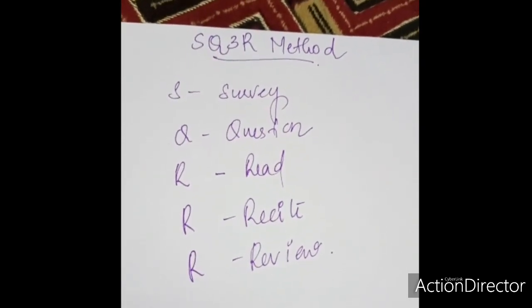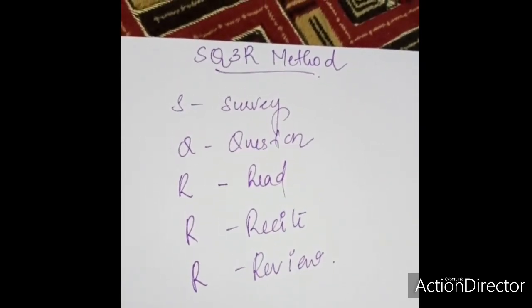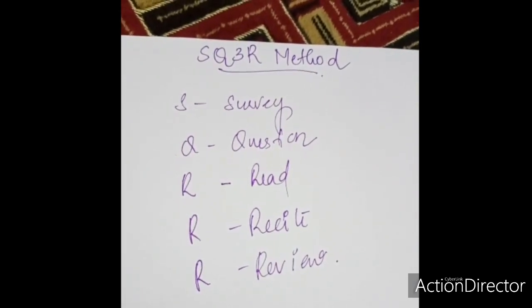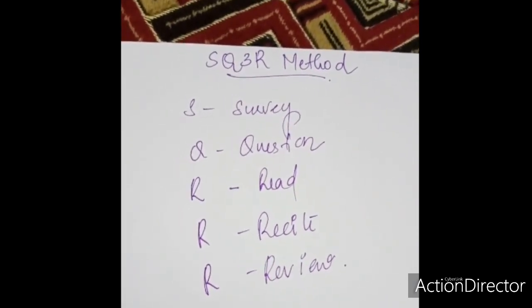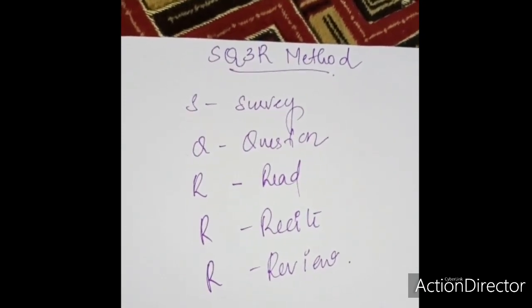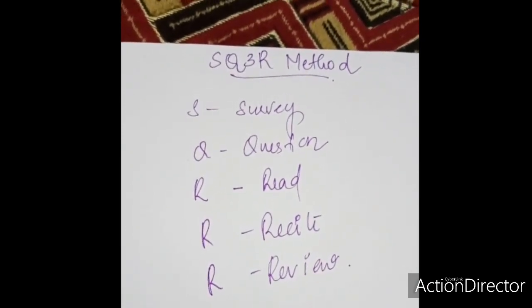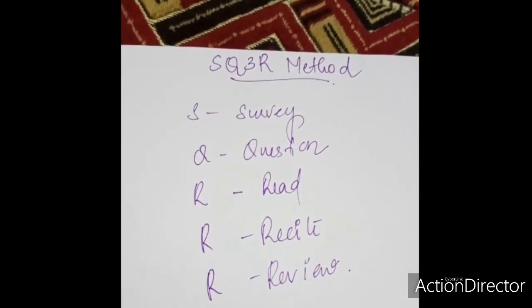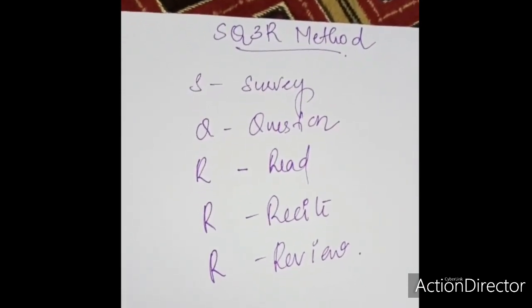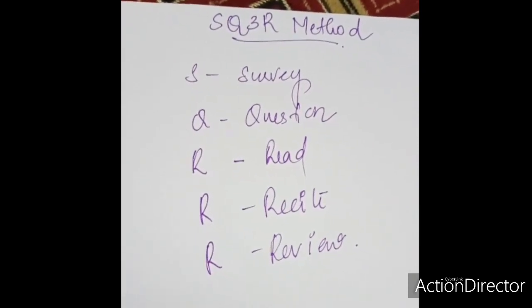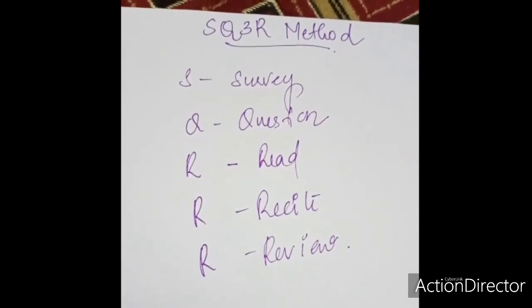Q is for question. That is, you ask yourself questions about the text that you scanned during the previous step. You can, for instance, turn the chapter titles into questions. Write down the questions, ask yourself what you already know about the topic and what your goal is for reading the text. Try to understand what it is that the author wants to convey. So that's about question.